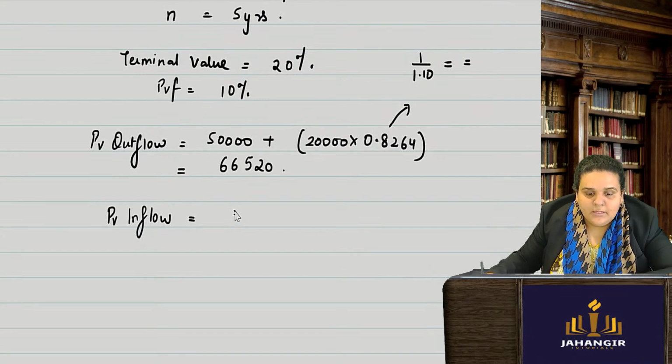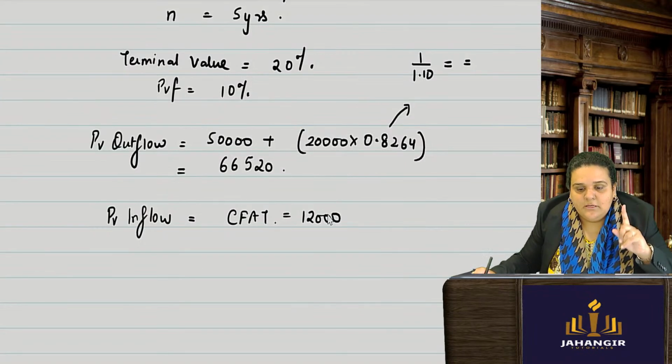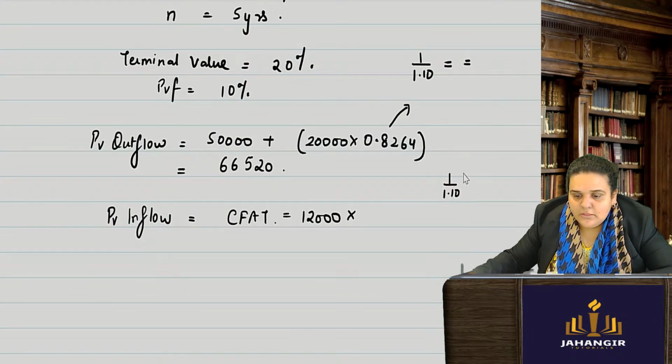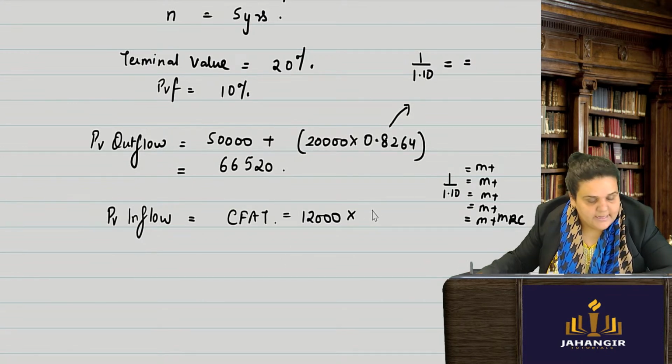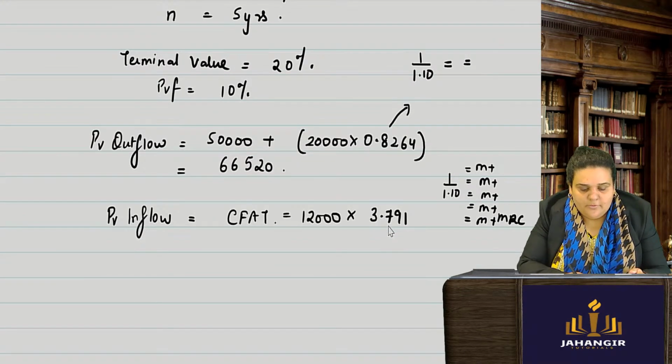Inflow will be cash flow after tax. That is how much? 12,000. I will have to take a cumulative factor for the 5 years, so that I will have to multiply. How will I multiply? I will solve this. 1 divided by 1.10 is equal to, M plus, is equal to, M plus, is equal to, M plus, is equal to, M plus, 5 times, MRC last. You will get the answer as 3.791. Please do it on your calci when I am doing it, even you can do it.